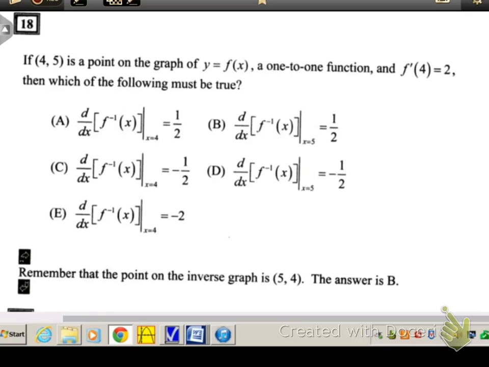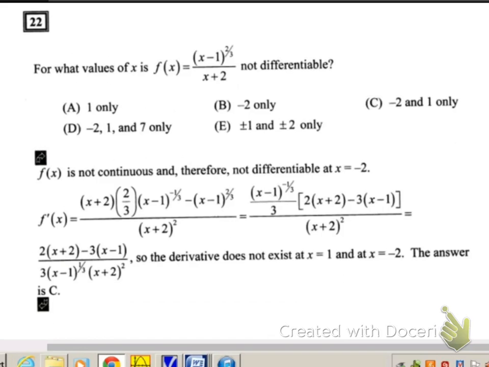The f prime ones, where you're trying to find the derivative of f inverse, things like that, those won't be on the test. I'm not going to cover that now, I'll cover that later. So 18, we'll cover that later.